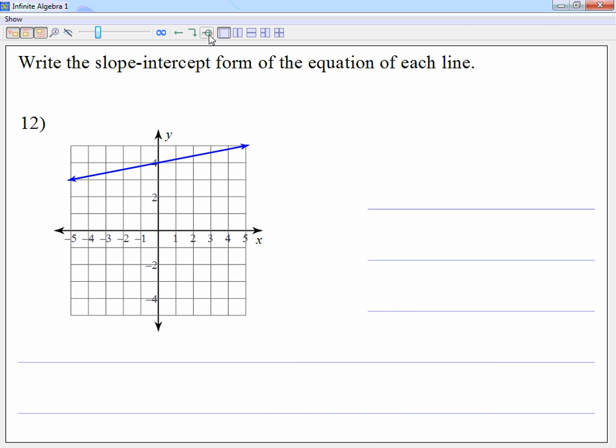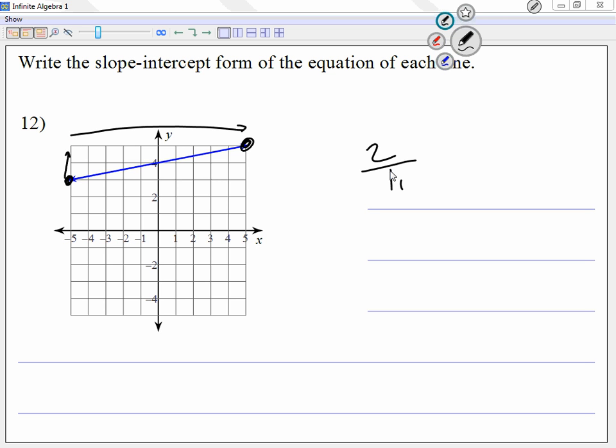Let's take a look at question number 12. I need 2 points. I can easily mark that one, and I can mark that one. So my slope, I go up 2, and then I go to the right 10. So my slope is 1/5. That's my slope. My y-intercept, I'm looking at what's the value of y when I cross it. It's positive 4. So my equation will be y equals 1/5 x plus 4.